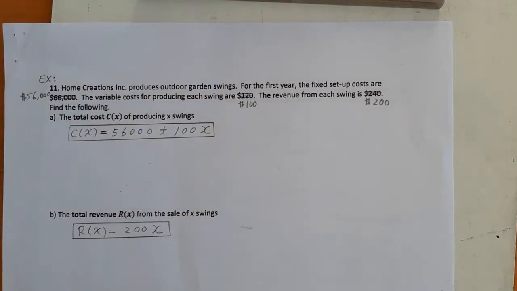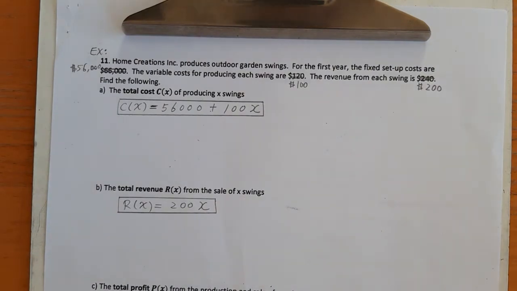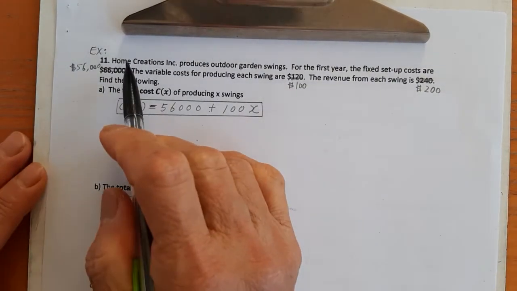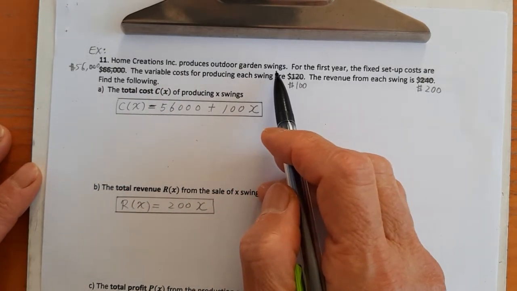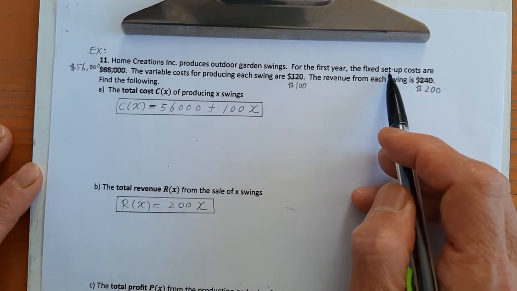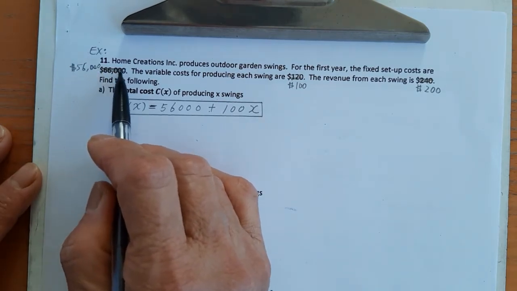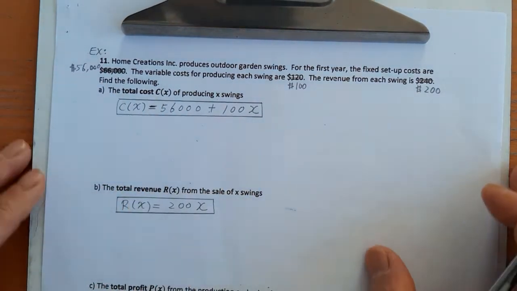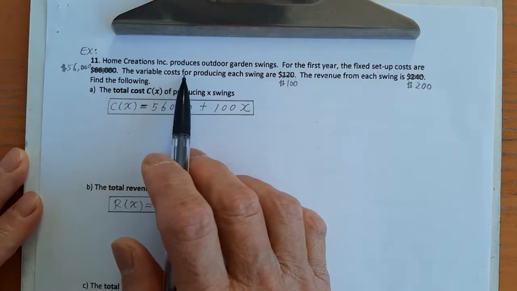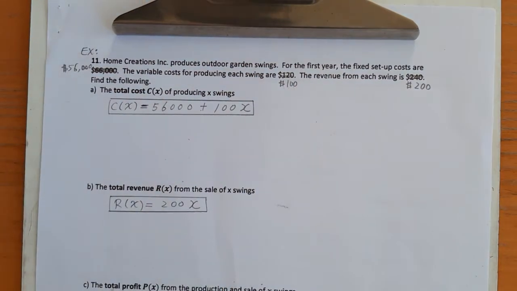Then next question, question 11. Home Creations Inc. produces outdoor garden swings. For the first year, the fixed setup costs are $56,000. I changed it; $66,000 was your homework, change it to $56,000. The variable costs for producing each swing are $100 each.